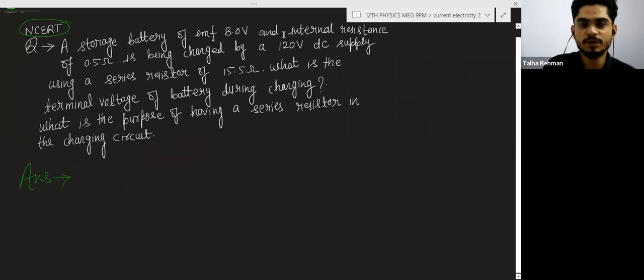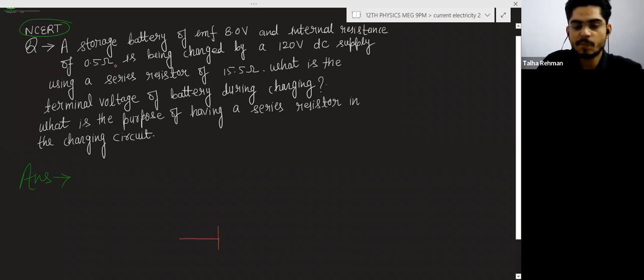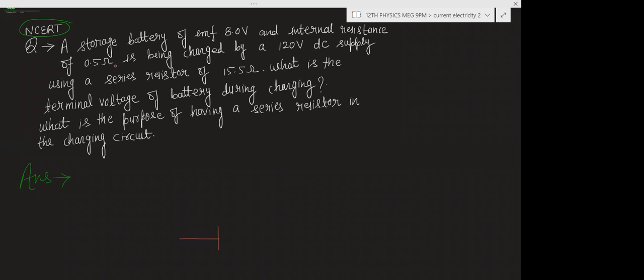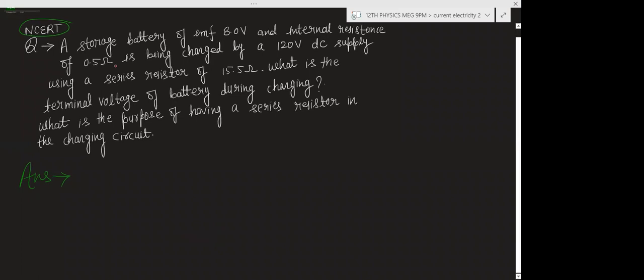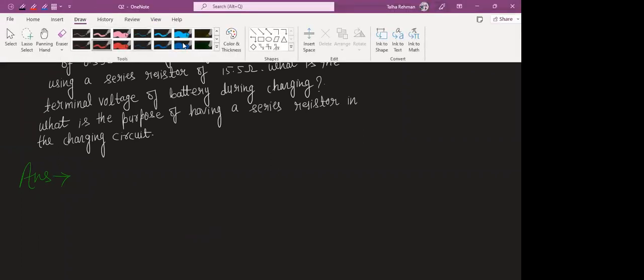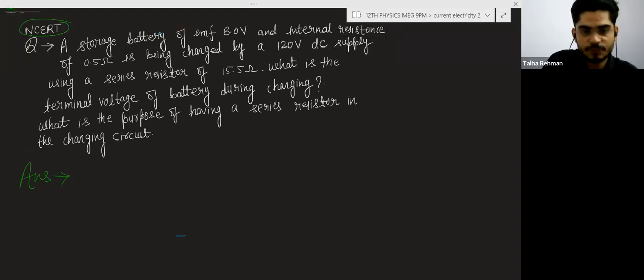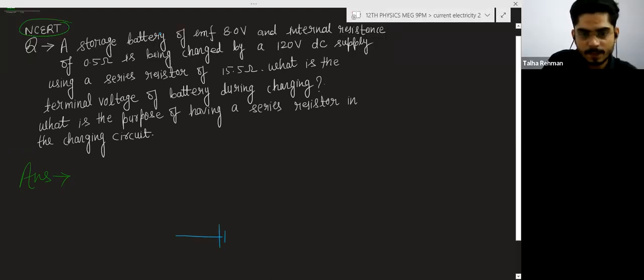a storage battery of EMF 8 volt and internal resistance of 0.5 ohm. So we have a battery. Are you okay with red color, Hamza? Yes, sir. I'm changing the red. So we have the battery. This is the battery we have. And this battery has some internal resistance. Means this battery is of 8 volt and internal resistance of 0.5 ohm.